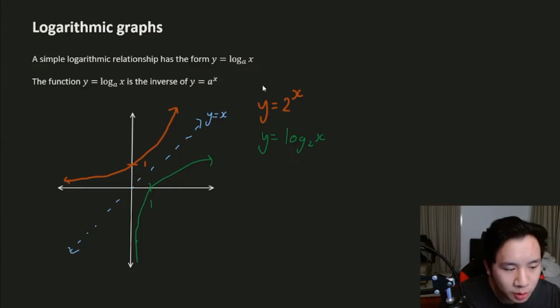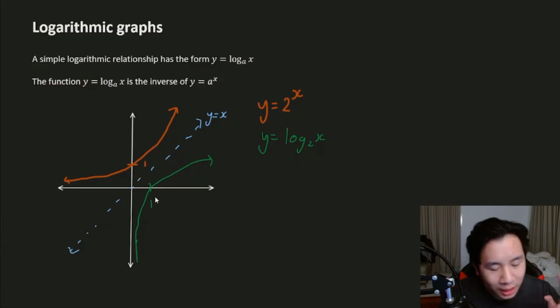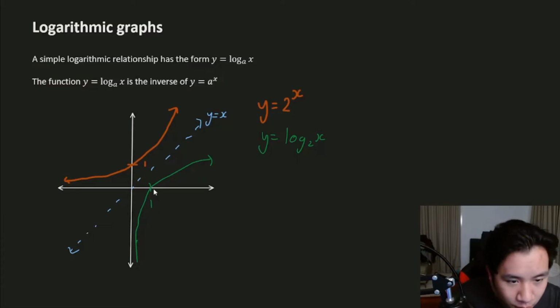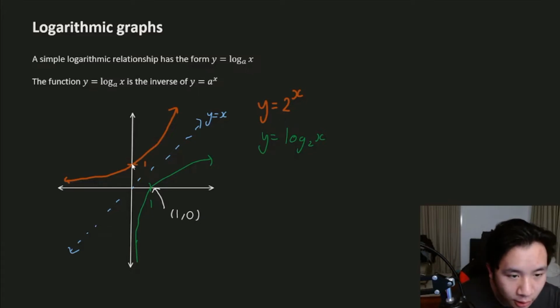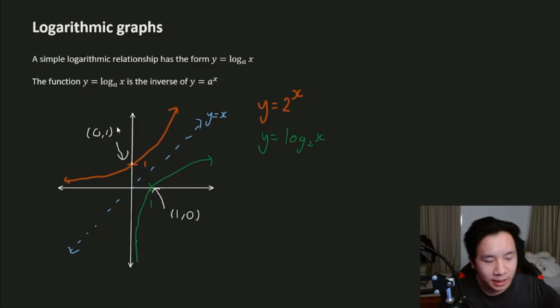What's also cool about this is that coordinates are also flipped. For example, this point right here is (1, 0). And the flipped point on the exponential is here, and that is (0, 1). So, as you can see, everything flips.